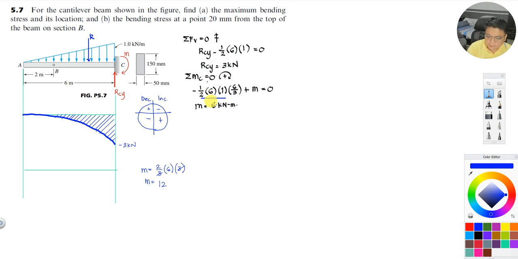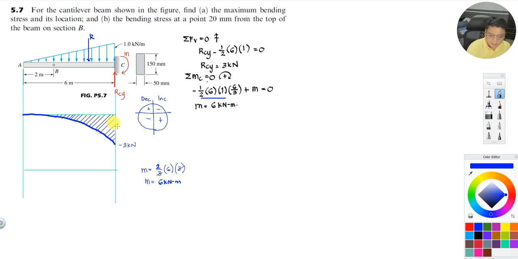1/2 times 6 times 1 multiplied by 6 all over 3. Okay, so that's correct. Bakit ba ako nag 2/3? Sorry, it should be 1/3 lang. Yun, 1/3. So, tama yun na that is 6 kilonewton meter.